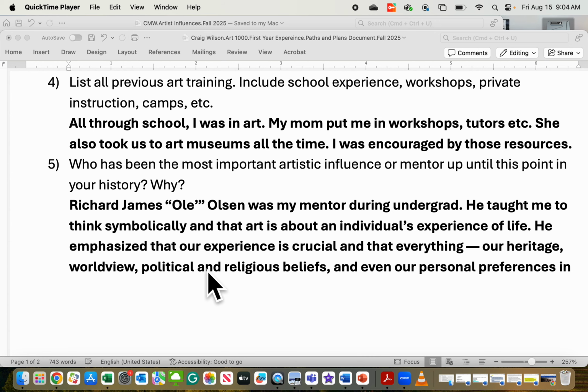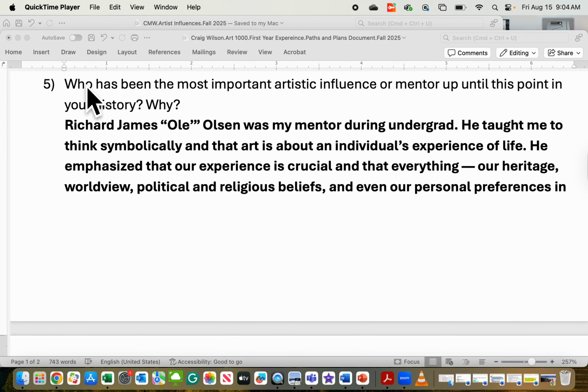List all previous art training, shorter. This includes school experience, workshops, private instruction, camps, etc. I talked a little bit about my mentor, Richard Olson, and why he was my mentor. So it's not just answering the question with a name. It's answering the question with, in his case, how he specifically influenced my way of viewing art as a human endeavor, and the role and purpose of the artist in engaging in that human endeavor.